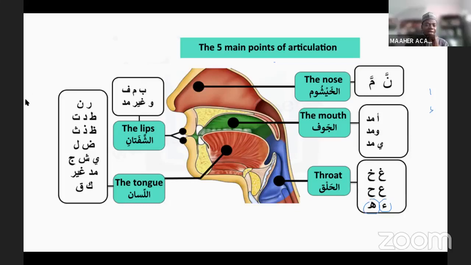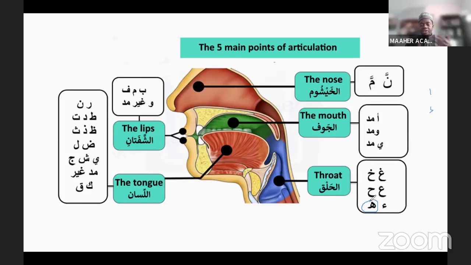Okay, I want Fatima to pronounce that. Fatima, pronounce for us the Hamza. How do you pronounce the Hamza? No, pronounce the sound of it, not the name. Ah, ah. So it comes from the bottom of the throat. Now pronounce the Ha for us, the second one beside it. Ah, ah.